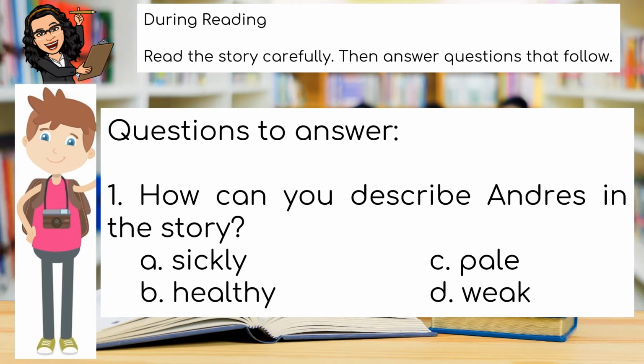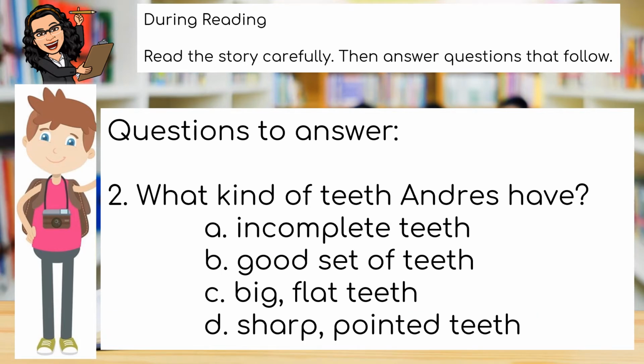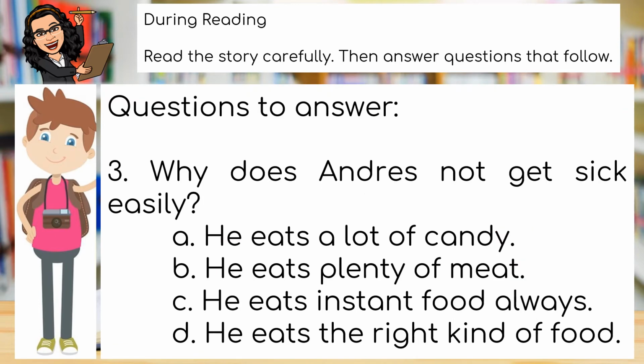Number 1. How can you describe Andres in the story? A. Sickly. B. Healthy. C. Pale. D. Weak. The correct answer is letter B. Healthy. Number 2. What kind of teeth does Andres have? A. Incomplete teeth. B. Good set of teeth. C. Big flat teeth. D. Sharp pointed teeth. What do you think is the correct answer? The correct answer is letter B. Good set of teeth.